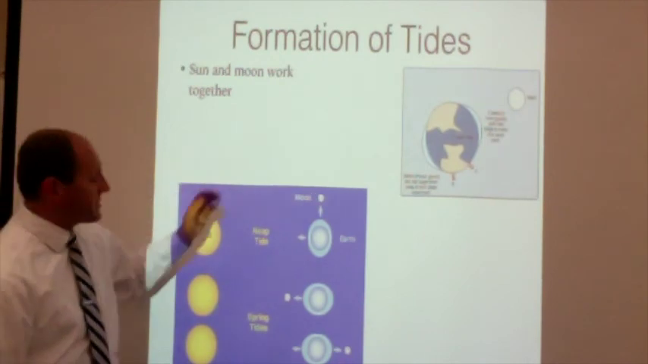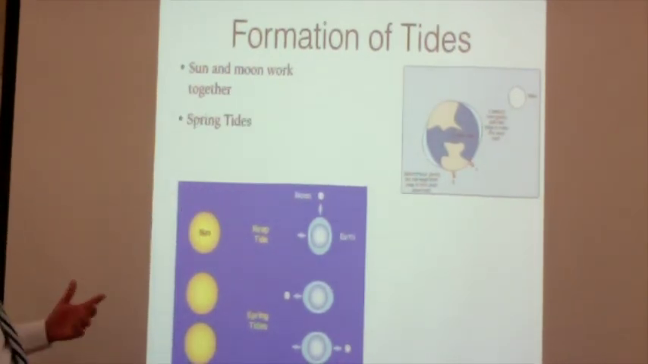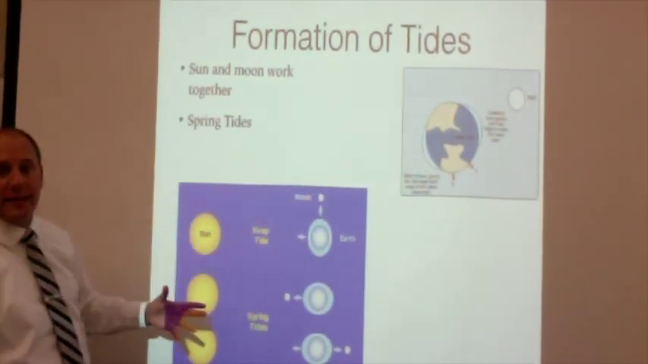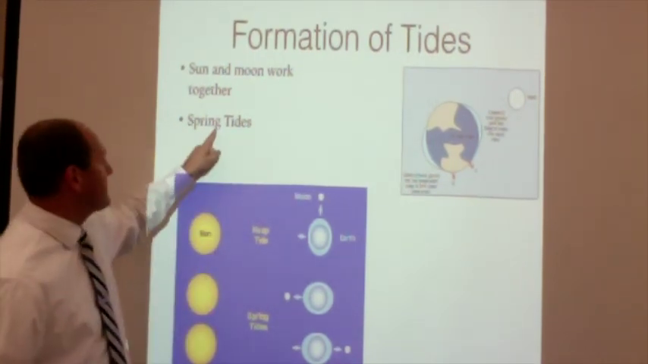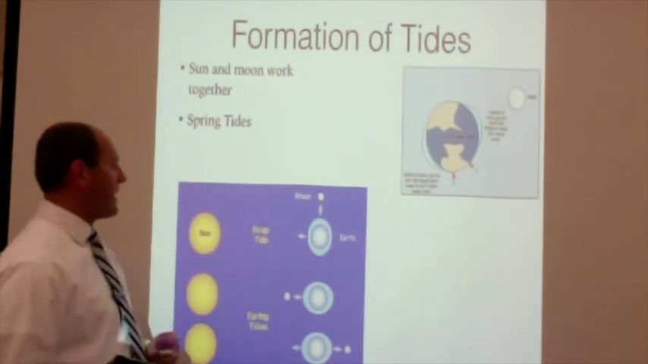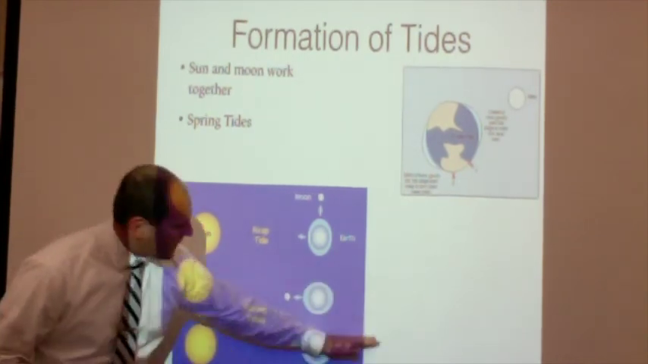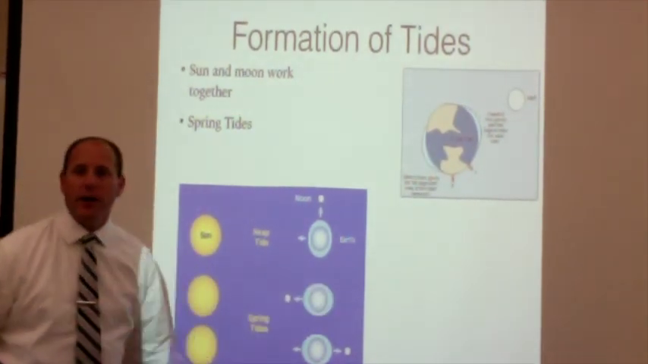Now, how does the sun and the moon actually play a role together? How are they working together? Well, they form a couple different types of tides. The first type of tide is this one here. It's called a spring tide. And a spring tide that we'll talk about are the tides down here.